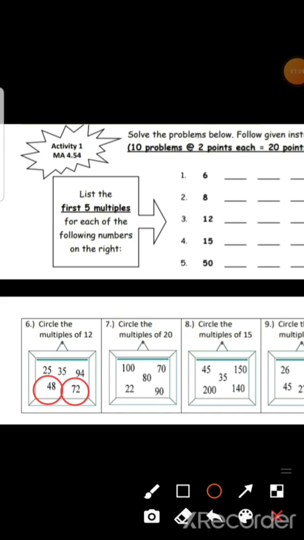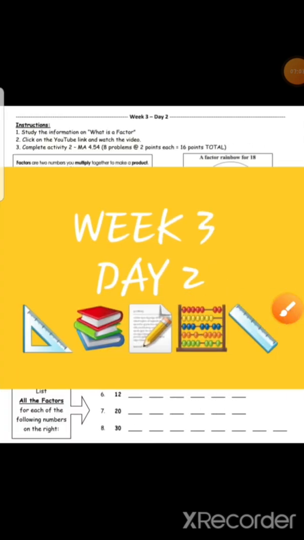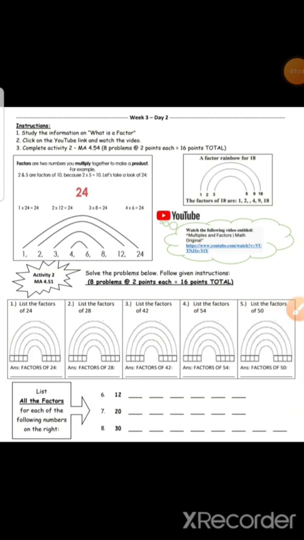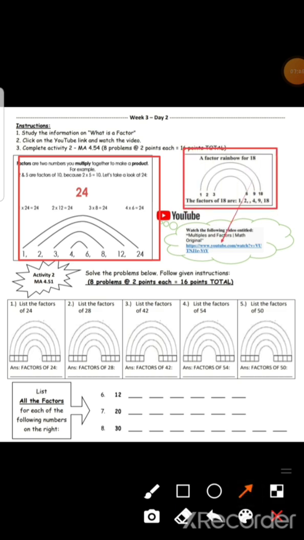All right, now let's continue with day 2. In day 2, we're learning what is a factor now. So we need to go ahead and study the information here. Then click on this link, watch the video, so that we can then move on to working with the following activity, where we need to list the factors of given numbers.